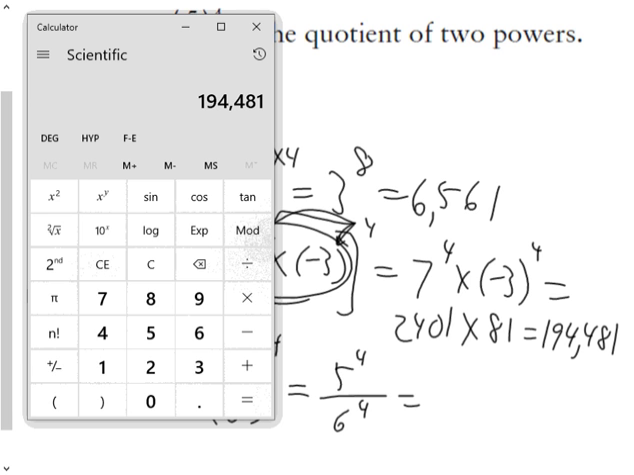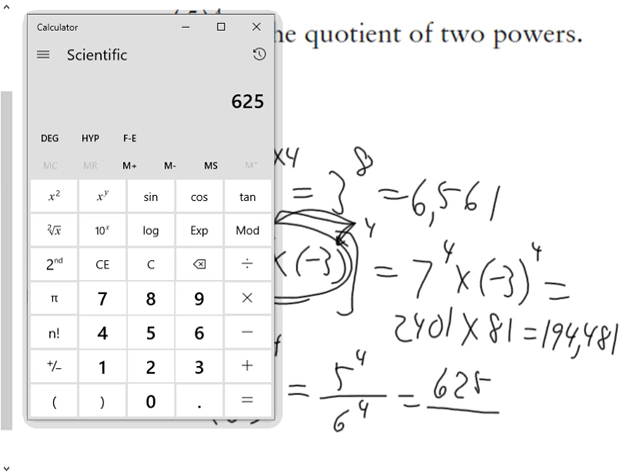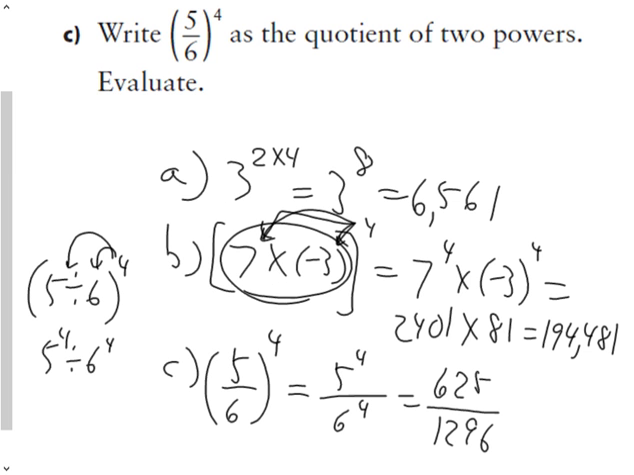We're then going to evaluate both. 5 to the exponent of 4 is 625. 6 to the exponent of 4 is 36 squared, which I have no idea what it is. 1,296. And that's what you would get in standard form. I wonder if that's lowest terms. Yep. 625 is only divisible by, I think, 5. And 1296 is not.